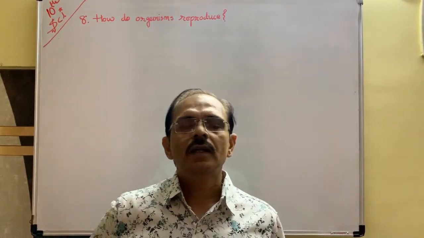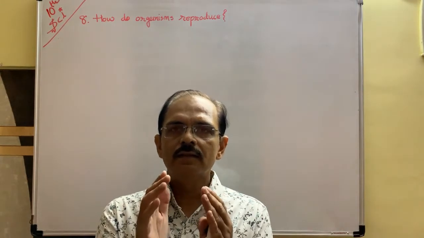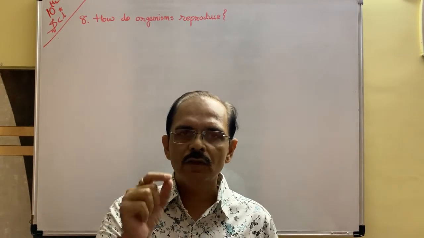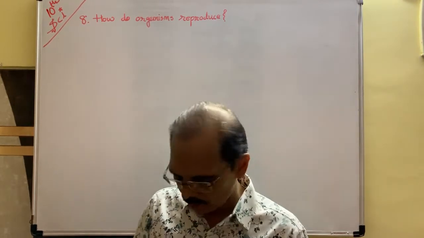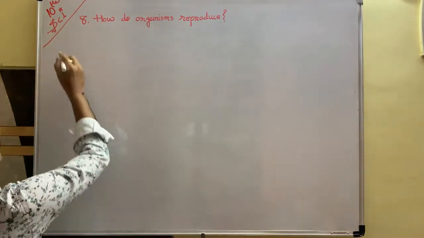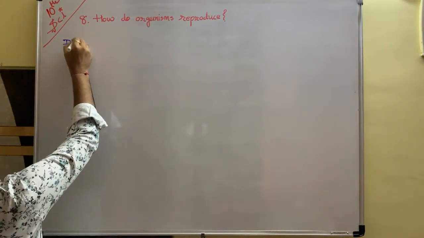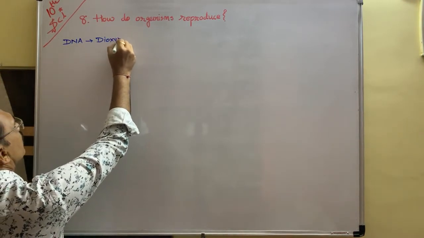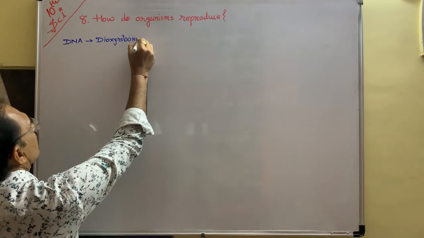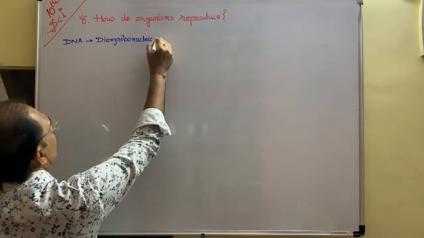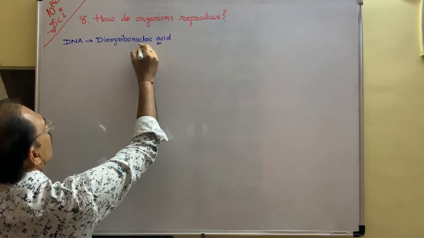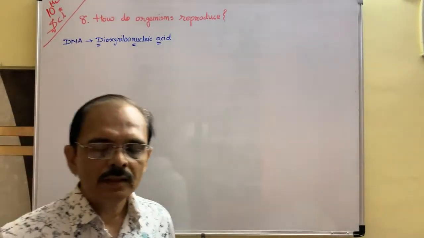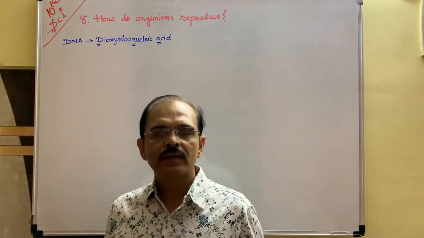See, you have learned that in the cell there is a nucleus. In the nucleus, DNA is there. What do you mean by DNA? DNA stands for what? Deoxyribonucleic acid. A and D. Okay, DNA. In the cell, in the nucleus, DNA is present.